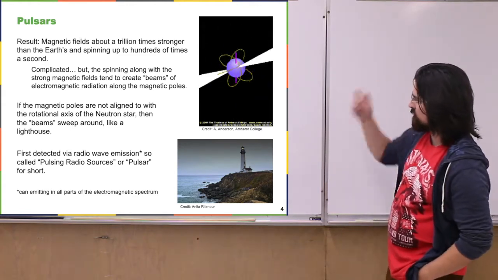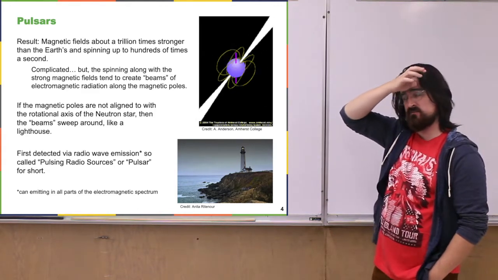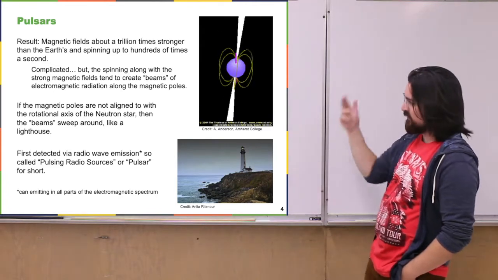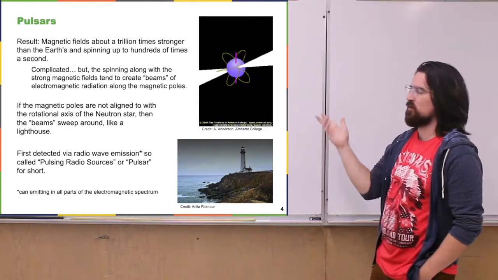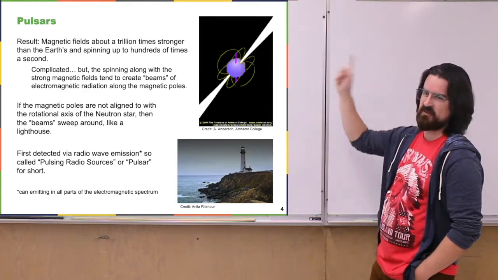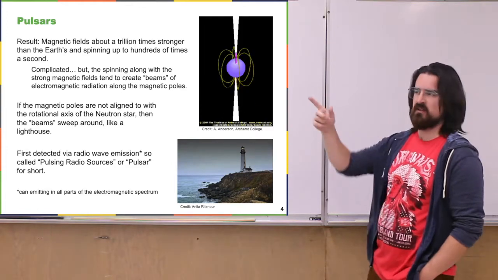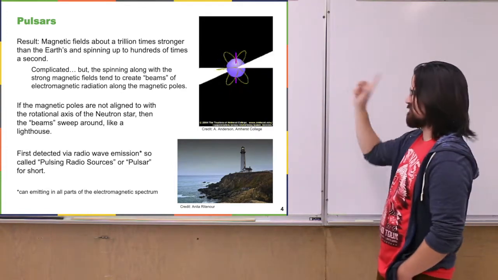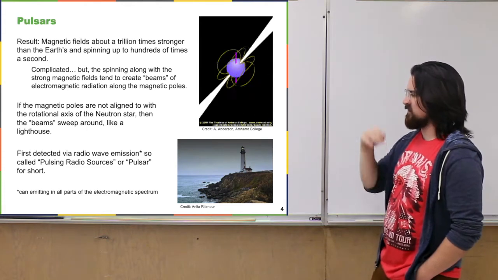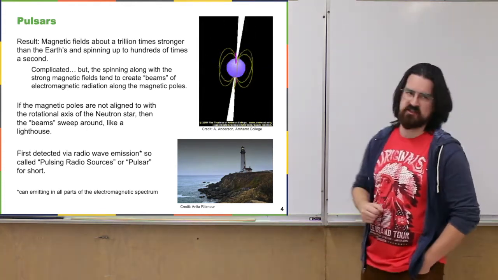So these things, when they were first detected, were detected in the radio part of the electromagnetic spectrum. So they were called pulsing radio sources, or pulsars. Pulsing meaning it's like pulse, pulse, happens repeatedly. But even though they were first detected in radio, they can emit in all parts of the electromagnetic spectrum. So we can detect them in even X-ray and ultraviolet. But yeah, they were just first detected in radio.